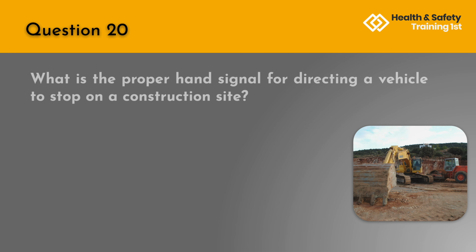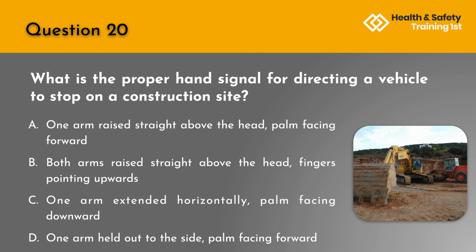Question 20. What is the proper hand signal for directing a vehicle to stop on a construction site? A. One arm raised straight above the head, palm facing forward. B. Both arms raised straight above the head, fingers pointing upwards. C. One arm extended horizontally, palm facing downward. Or D. One arm held out to the side, palm facing forward.